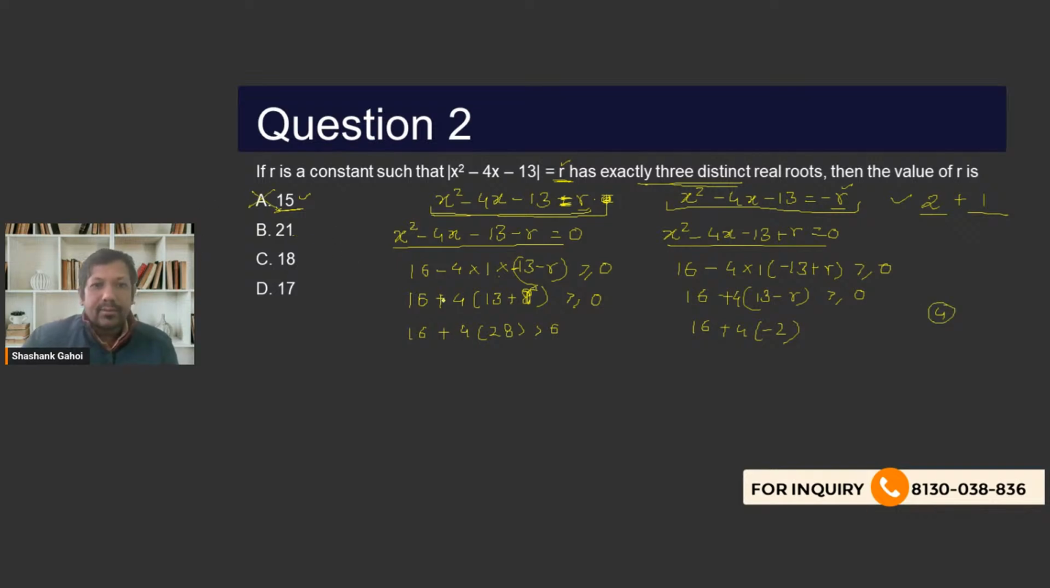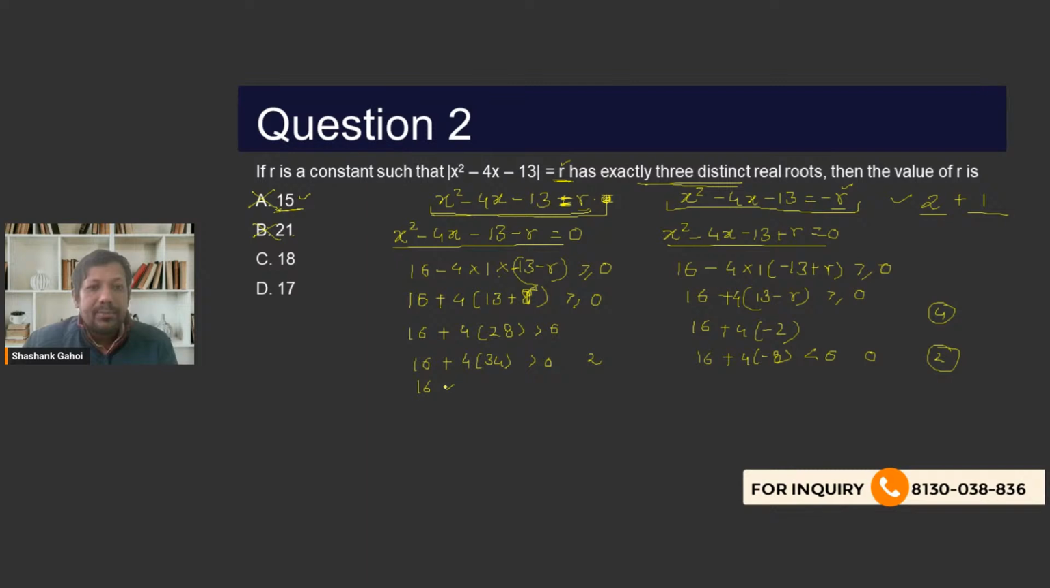Now let's put 21. So it is going to be 16 plus 4 into 13 plus 21 is going to be 34. It's positive. 16 plus 4 into minus 8. 13 minus 21 is minus 8. This value has become negative. So basically this is less than 0. So it means I'm going to get two roots from here, 0 roots from here. So total number of roots are going to be 2. So not possible.